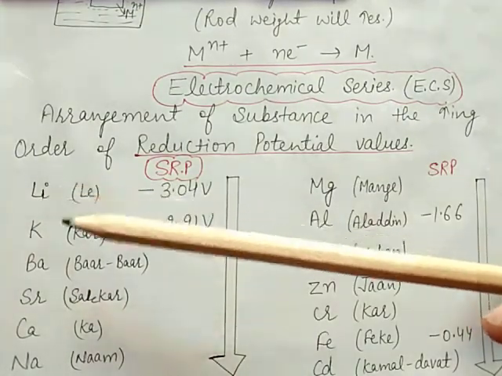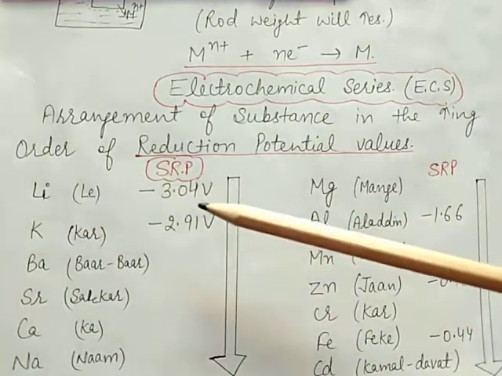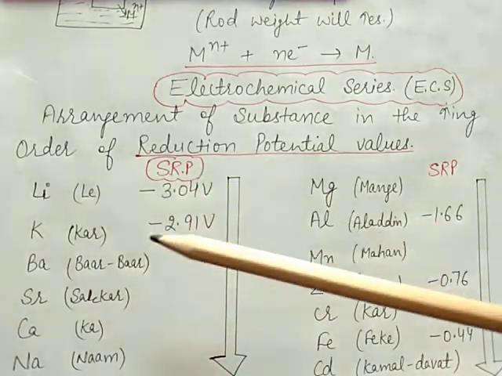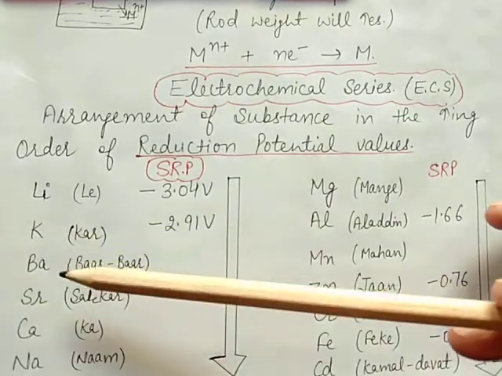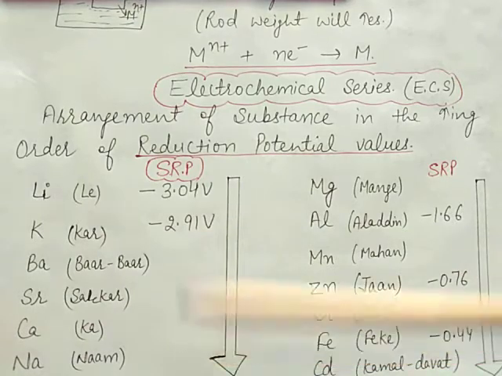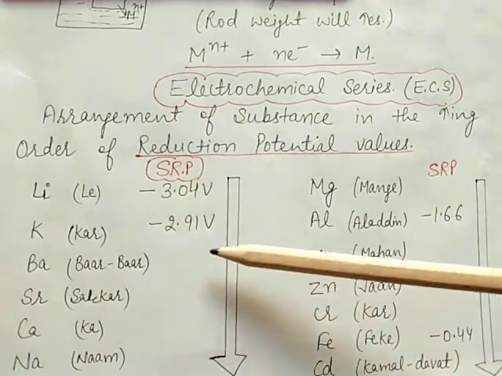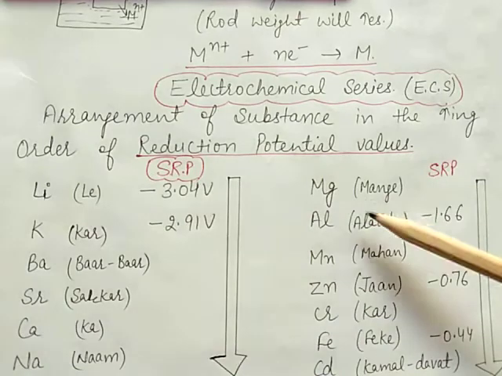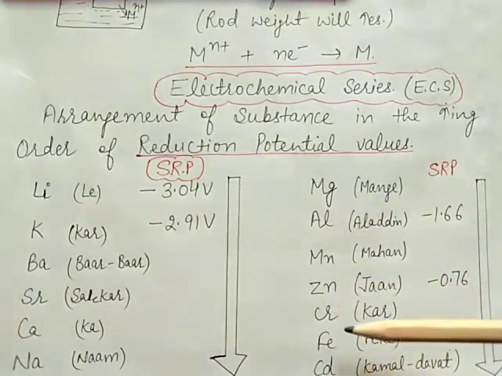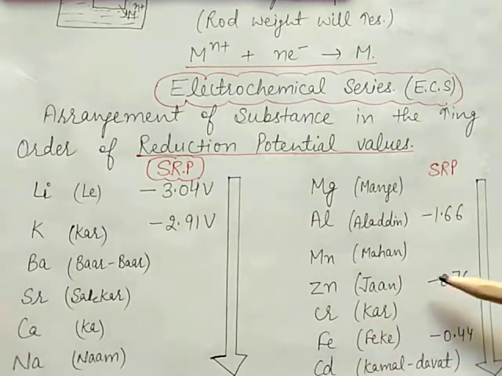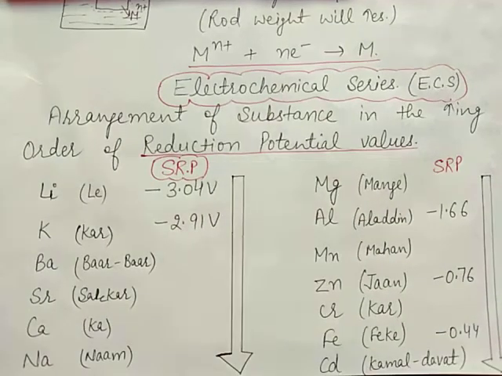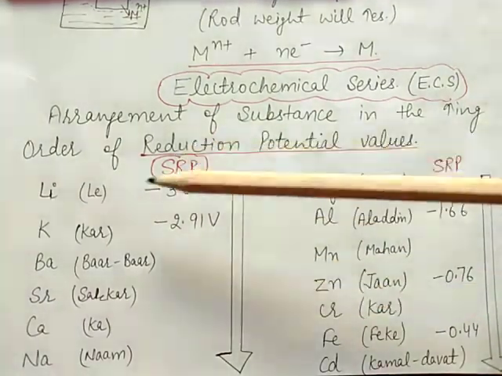This is lithium. Its standard reduction potential is minus 3.04. Potassium, barium, strontium, calcium, sodium, these have minus values, minus 3, minus 2 point something, minus 1, like this. Aluminium, manganese, zinc, chromium, iron, cadmium, and values minus 0 point something, like this. How is it learned? By a simple trick.